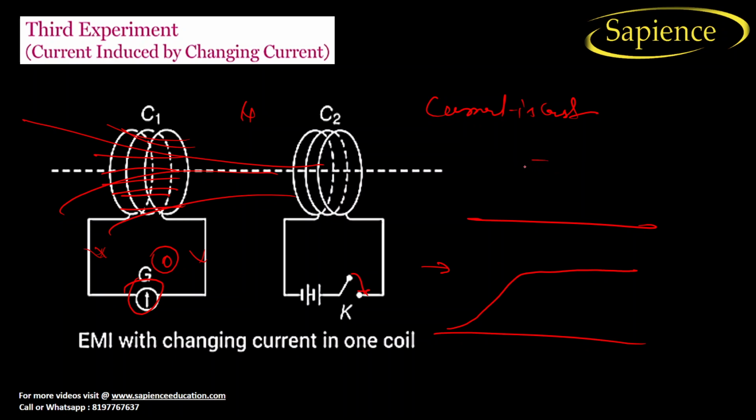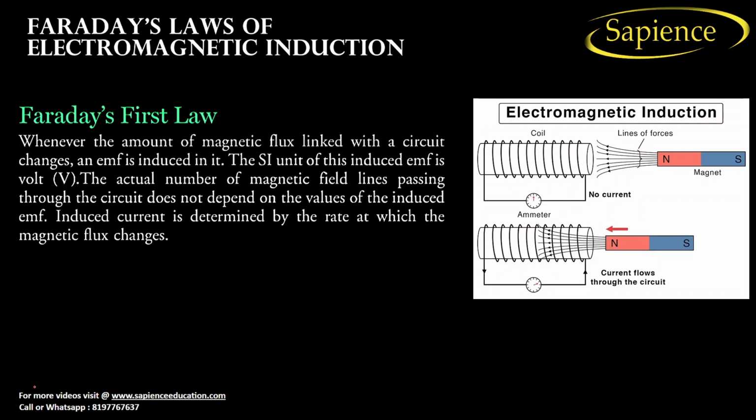What conclusion can we draw? We can draw the conclusion that current can only be produced when there is a change in flux. So this is the third experiment. Okay. Now we will discuss Faraday's law of electromagnetic induction.